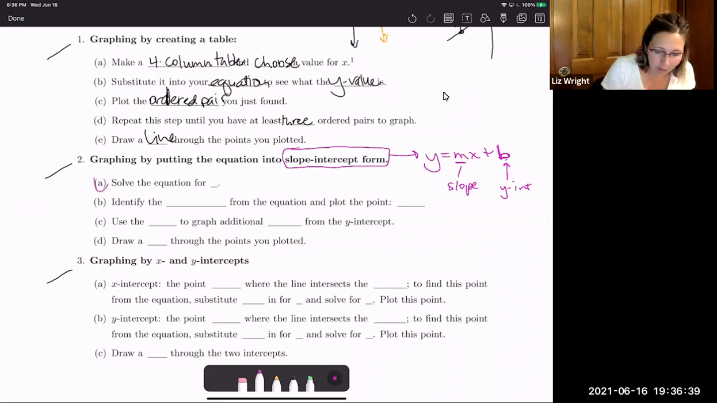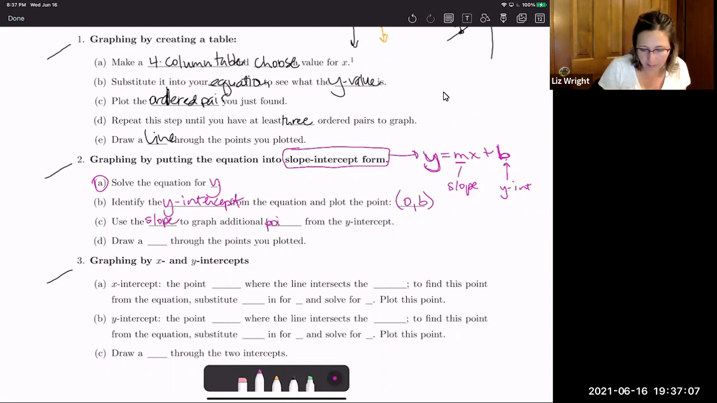So first, if it's not already done, we're going to solve the equation for y, meaning we're going to get y on one side of the equation all by itself. Then we are going to identify the y-intercept from the equation, and we are going to plot the point (0, b). Then we are going to use the slope to graph additional points from the y-intercept. And finally, we are going to draw a line through the points that you plotted.